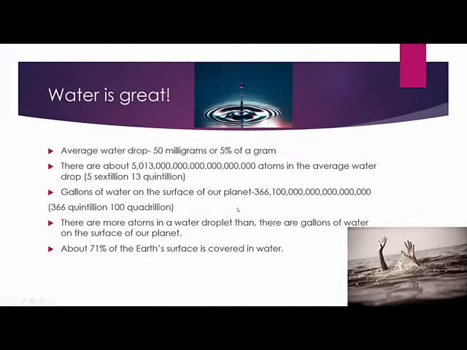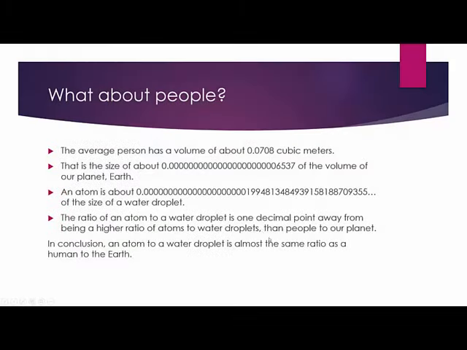So water's great. Average water drop is about 50 milligrams, or 5% of a gram. There are about 5 sextillion, 13 quintillion atoms in the average water drop. The gallons of water on the surface of our planet is about 366 quintillion, 100 quadrillion. There are more atoms in a water droplet than there are gallons of water on the surface of our planet. And about 71% of the Earth's surface is covered in water.